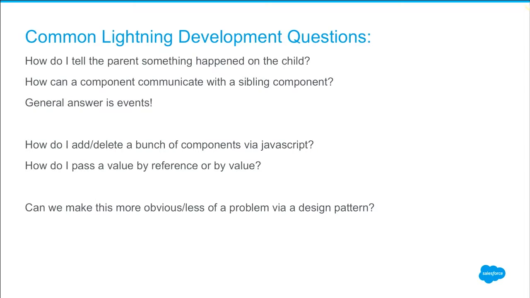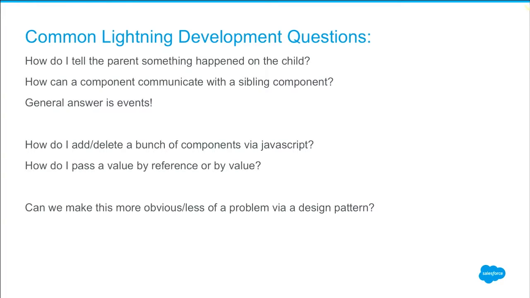So I'm going to be talking today a lot about state management and Lightning components. It kind of came from stuff I was hearing in the community as well as within our own team. Common questions I heard with Lightning component development are things like, how do I tell the parent something happened on the child? How do I tell a sibling something happened to another sibling? How do I add and delete a bunch of components with JavaScript through a controller? Am I passing a component by value or reference? Am I even passing an attribute by value or reference?